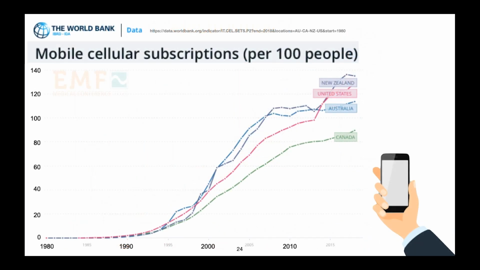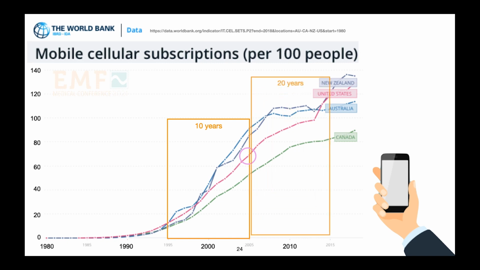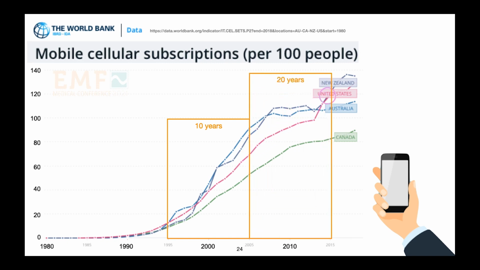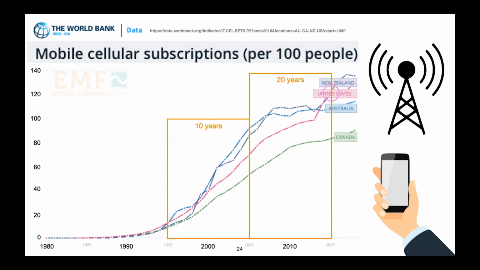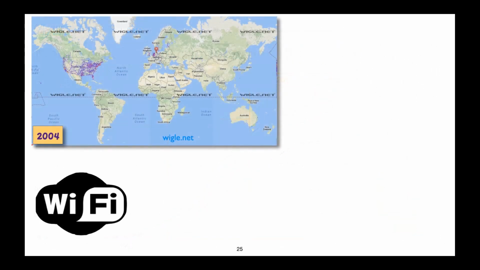Here is a graph from the World Bank showing the number of cell phone subscriptions per 100 people in 4 countries. During the 10-year period from 1995 to 2005, cell phone subscriptions in the United States increased from less than 10% of the population to about 70%. In the next 10 years, this increased to 120%, indicating that some people have more than one cell phone subscription. During the same time, the number of antennas increased as well to service the cell phones. So our use of cell phones has significantly increased our microwave exposure.